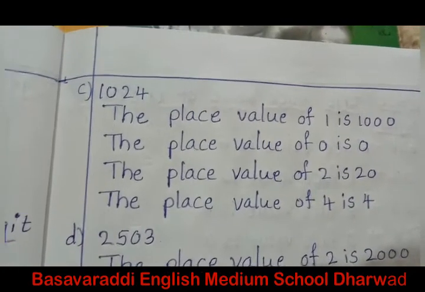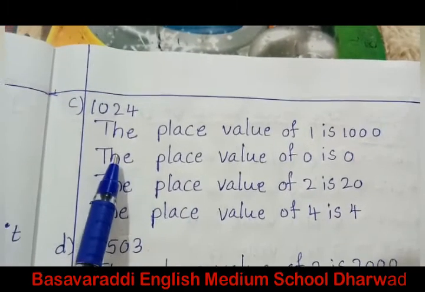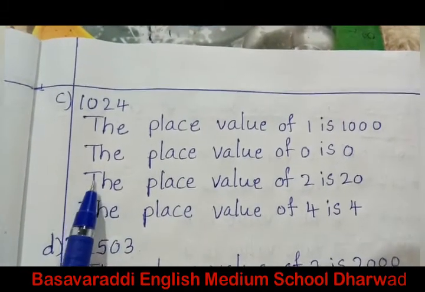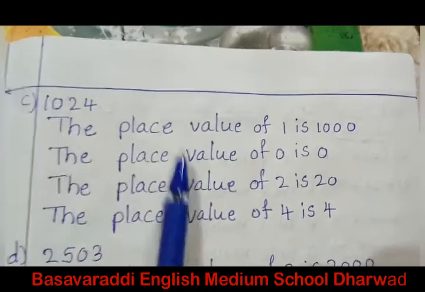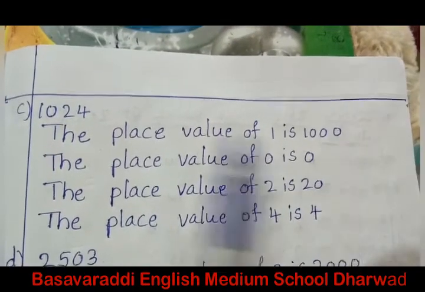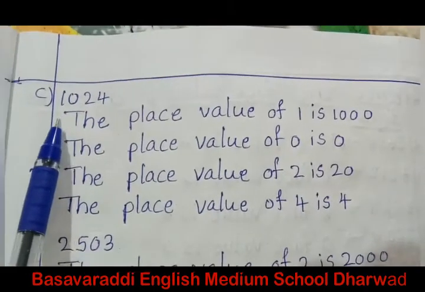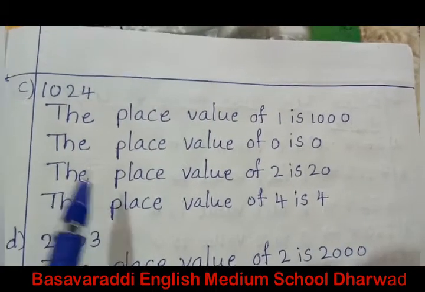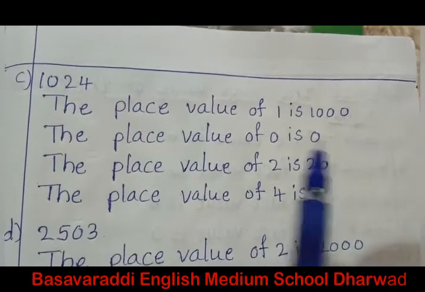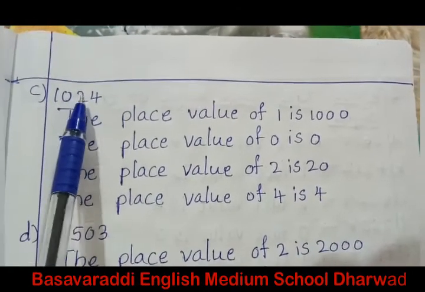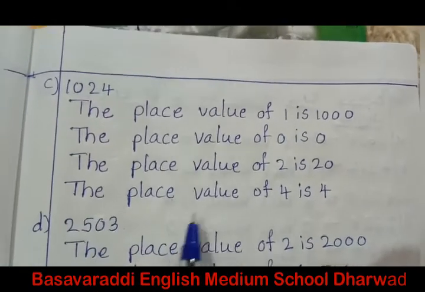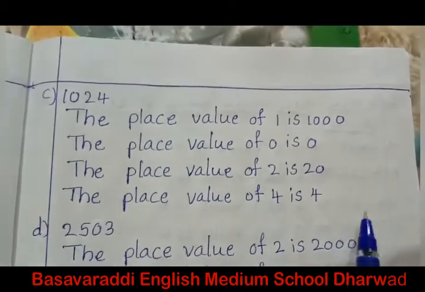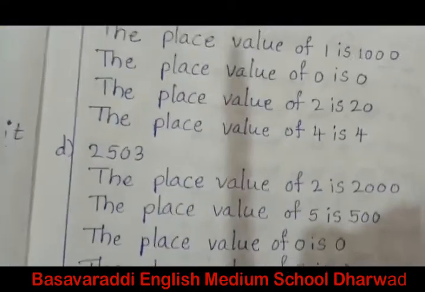C1, 1024. So we are writing the 1000s place, tens place and ones place. The place value of 1 is 1000. That is 1 into 1000, 1000. The place value of 0 is 0, nothing is there. The place value of 2 is 20, that is the tens place. And the place value of 4 is in the ones place, that is 4.